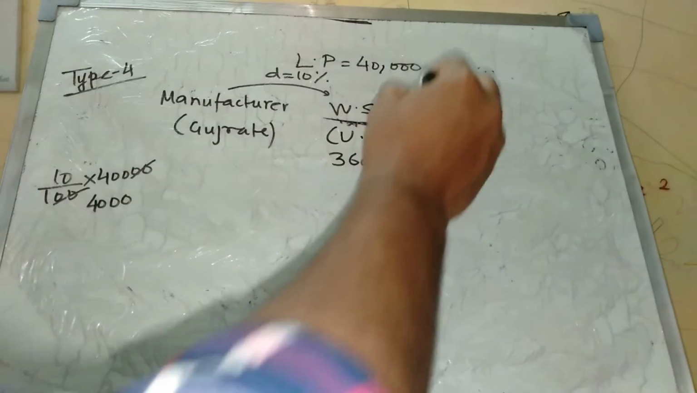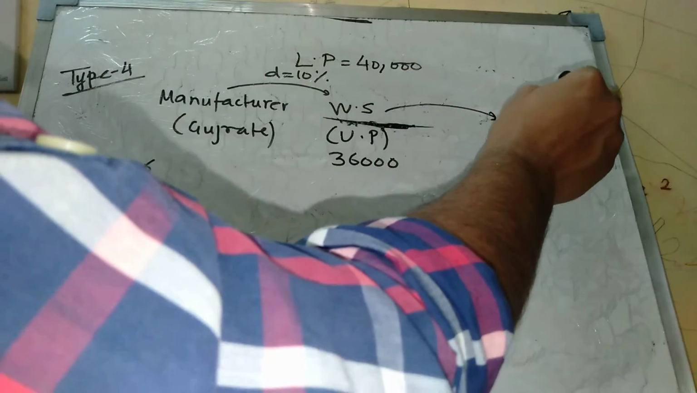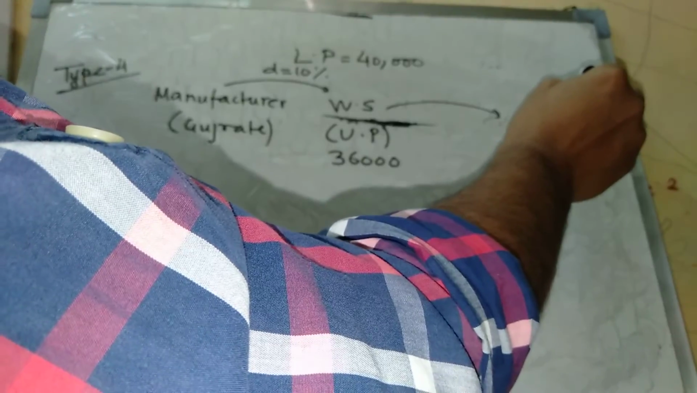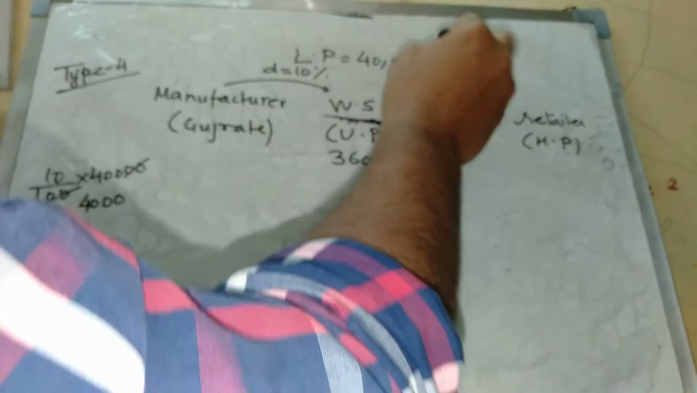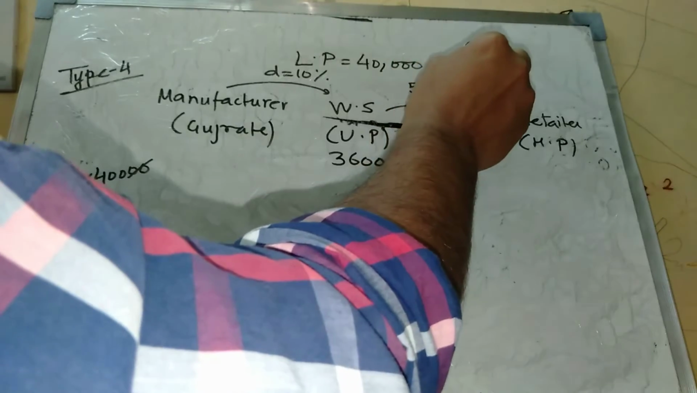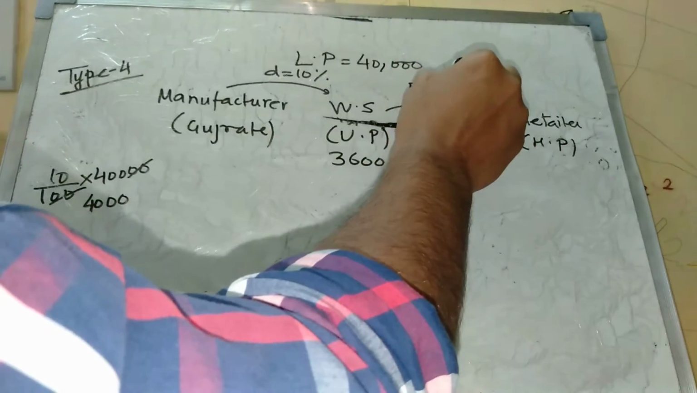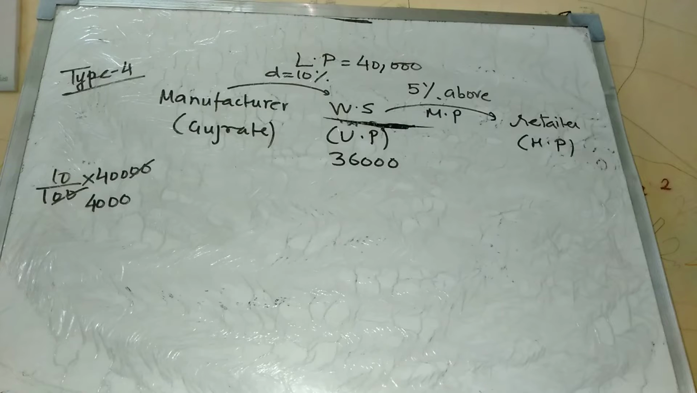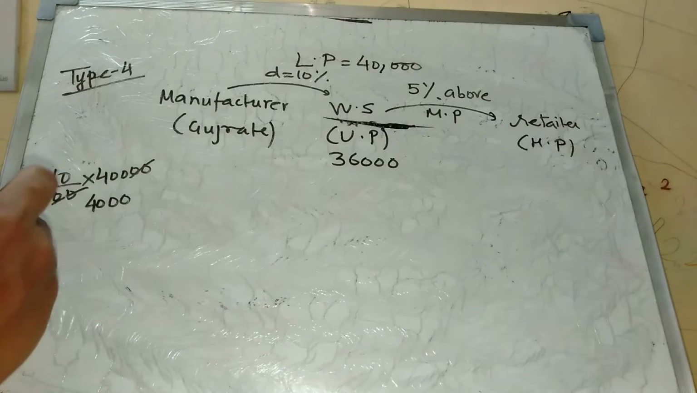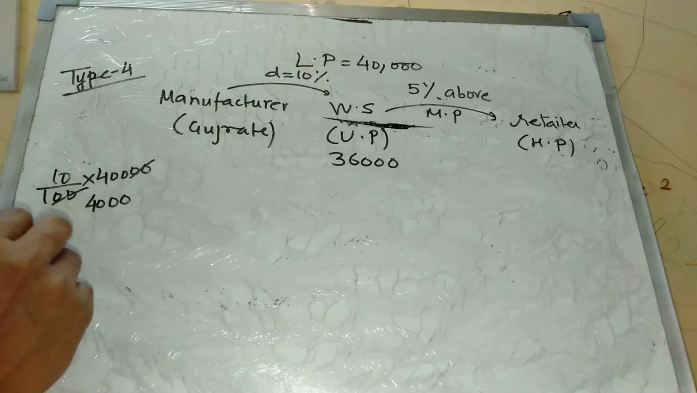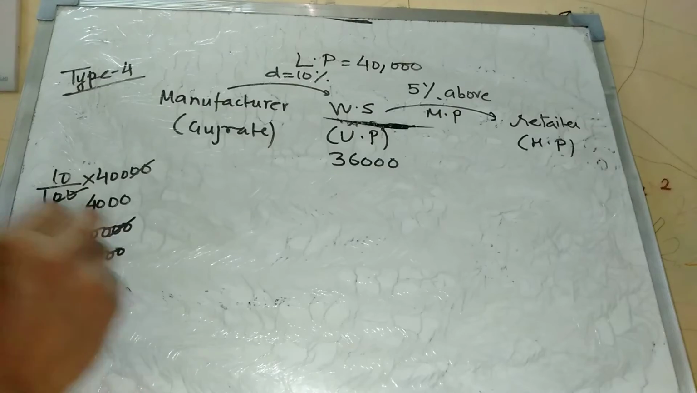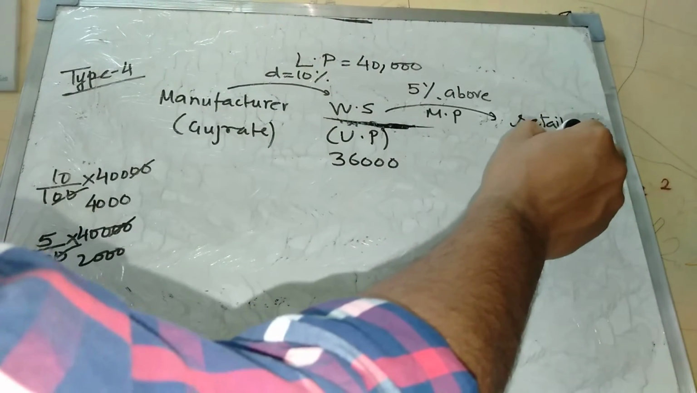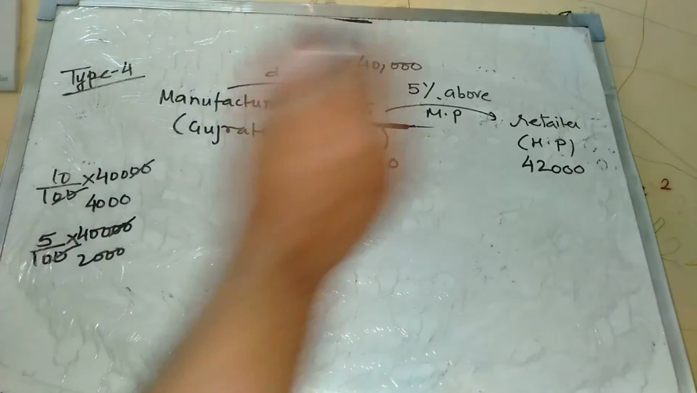Now he sells the article to a retailer of Himachal Pradesh at 5% above the mark price. Means if the wholesaler is selling this article to the retailer at 5% above the mark price, 5% of 40,000 means 2,000. He sells the article to the retailer for rupees 42,000 now.